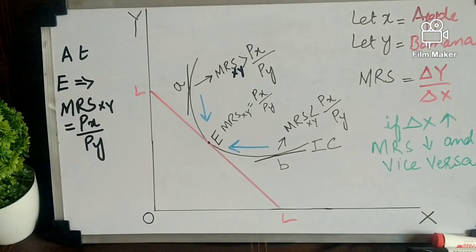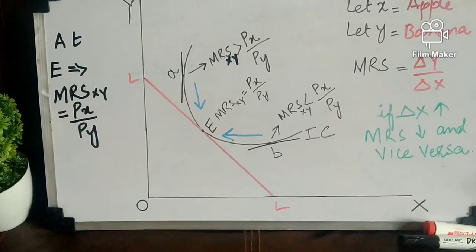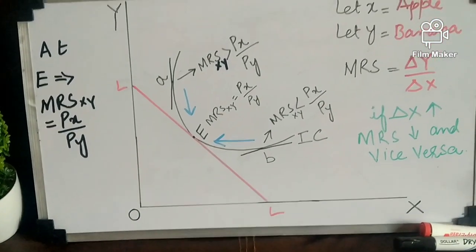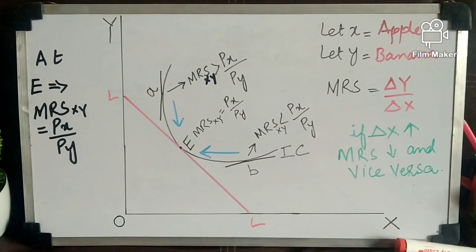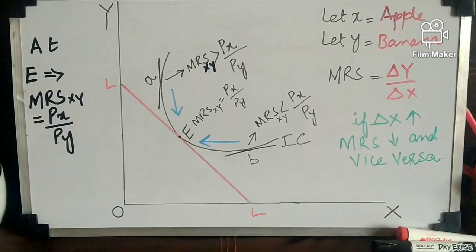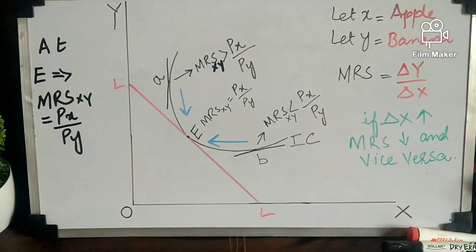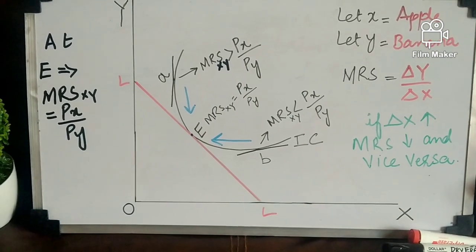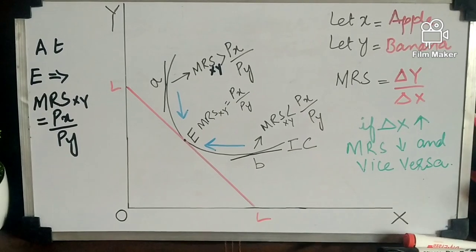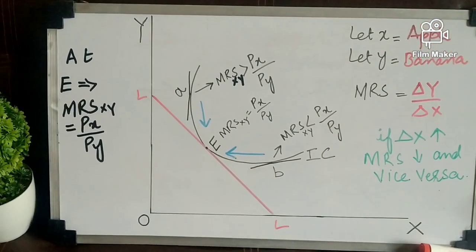So in either condition, at point A or point B, the consumer is not satisfied, because the equilibrium condition is not satisfied. That condition is met at the point where the slope of the indifference curve is equal to the slope of the budget line, which is point E. So the consumer is in equilibrium at point E, where the marginal rate of substitution, or the slope of the indifference curve, is equal to the slope of the budget line, price of x over price of y.